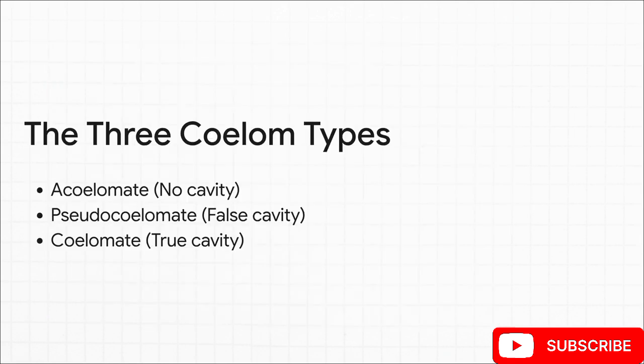Now, the crucial point here is that not all animals have this feature. The simplest ones are acoelomates. They're basically solid inside, no cavity. Others developed a kind of false cavity, what we call a pseudocoelom. But the most complex animals, including you and me, we're coelomates. We have a true body cavity that really opened the door for all of our advanced organ systems.